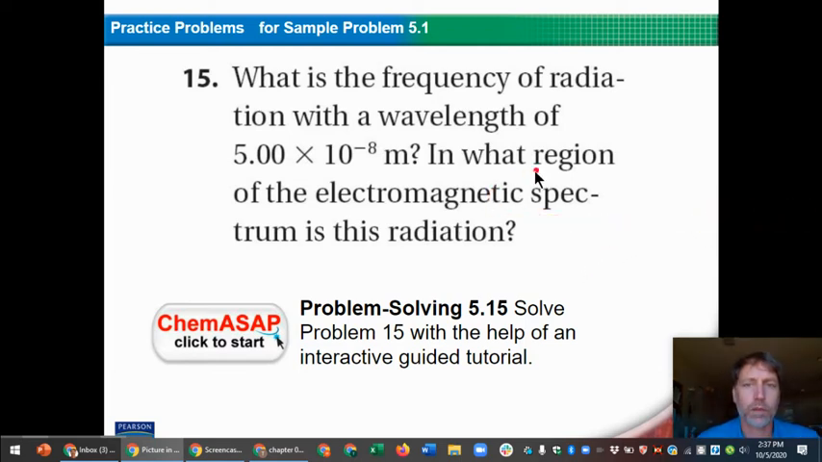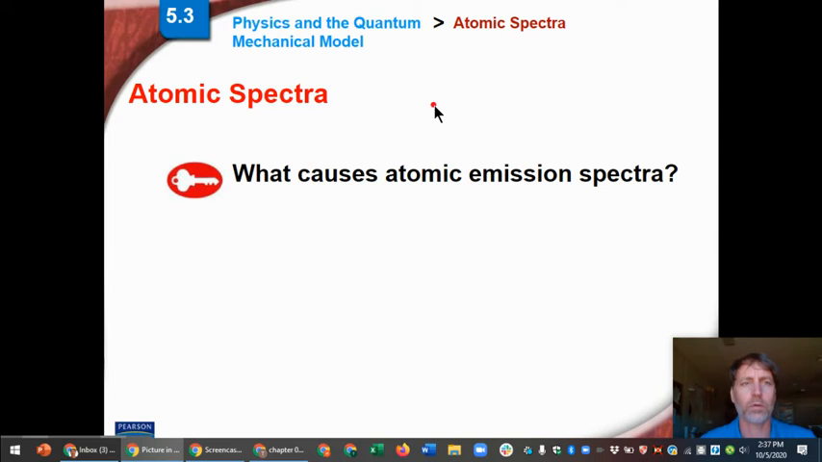Now we're given a wavelength, and now we want to know the frequency. So you would reverse your path there. So we'll do that one in class if we haven't already.